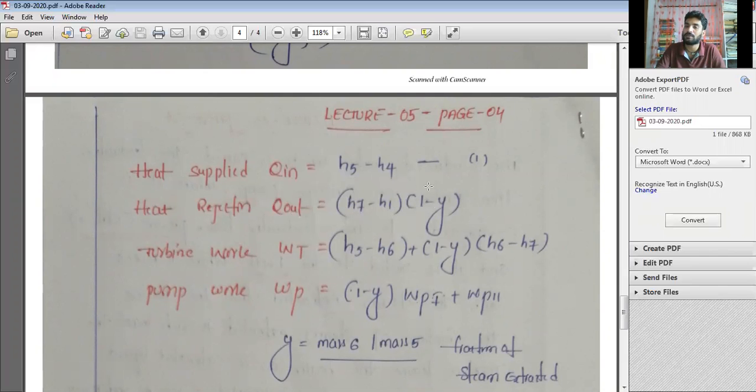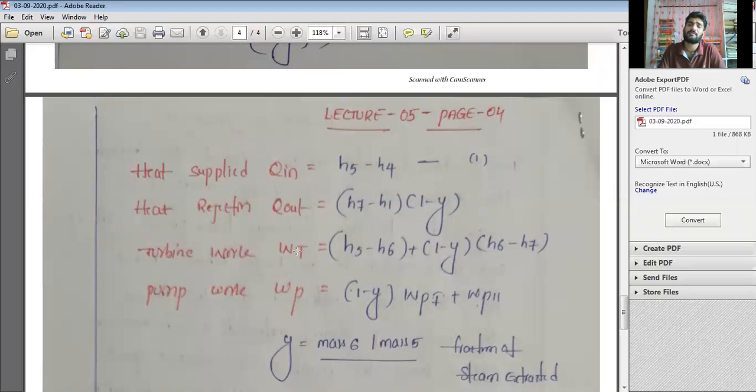You don't need to bother about that 1 minus Y and Y. That 1 minus Y means the amount of steam extracted at a particular point, which is state 7. That Y means the amount of steam extracted from the steam turbine at state 6. If you find these equations difficult, you can simply remove the 1 minus Y and Y. No problem. So H5 minus H4 is heat supplied, and heat rejection is H7 minus H1.